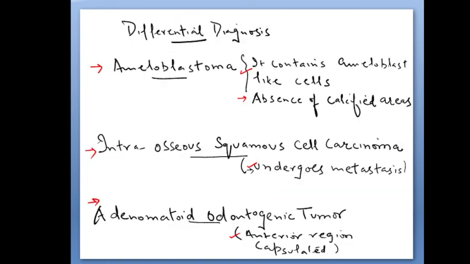Differential diagnosis of COT includes ameloblastoma, but we can rule out ameloblastoma microscopically. Intraosseous squamous cell carcinoma can be ruled out again microscopically or clinically, and adenomatoid odontogenic tumors are mostly seen in the anterior region during the second decade of life. These can be easily ruled out.